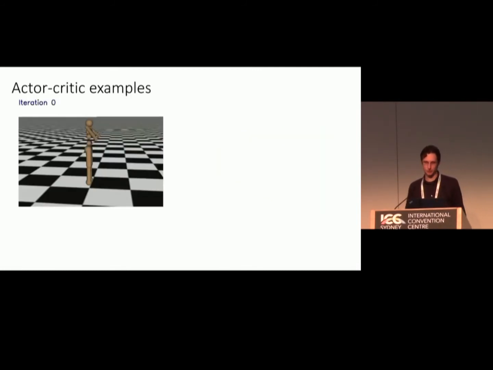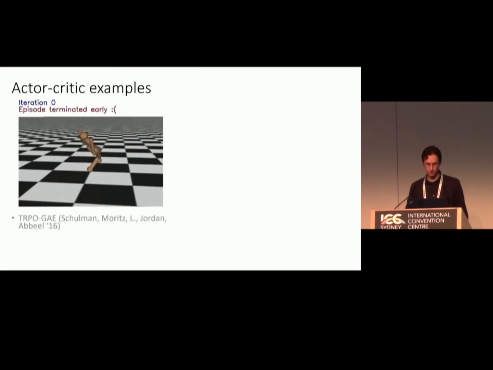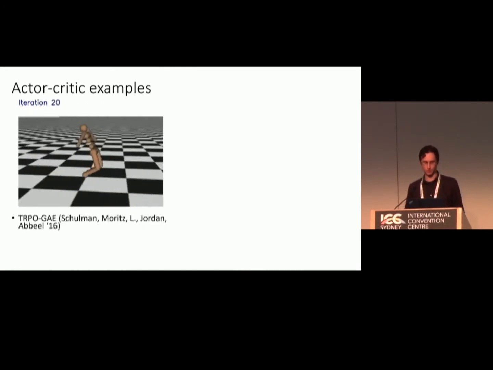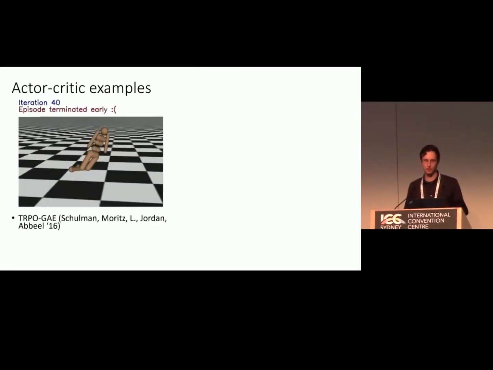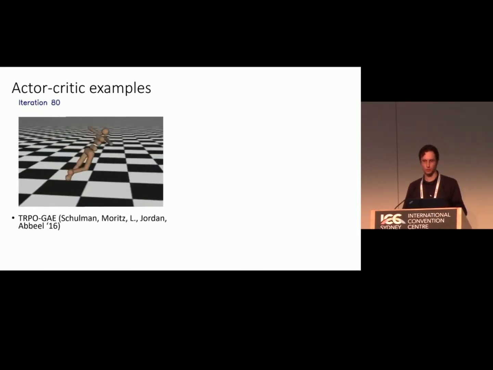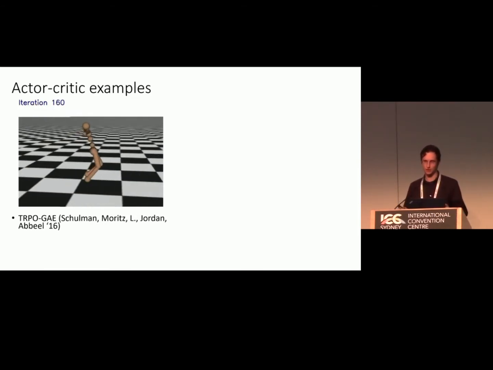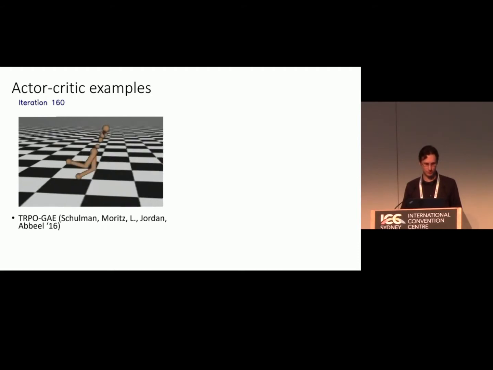Here are a few examples of actor-critic algorithms. This video is from a paper on something called the generalized advantage estimator. This is a batch mode actor-critic algorithm that blends Monte Carlo and fully bootstrapped advantage estimates.